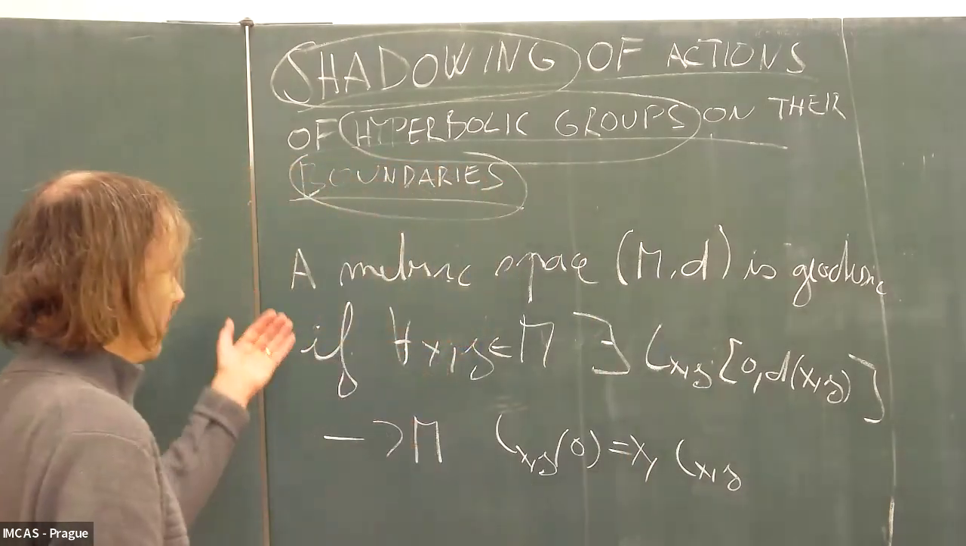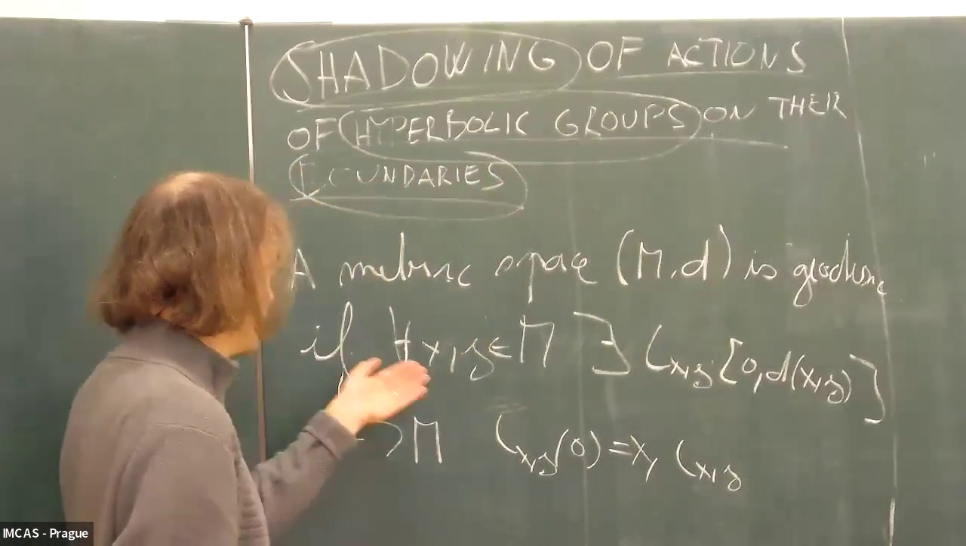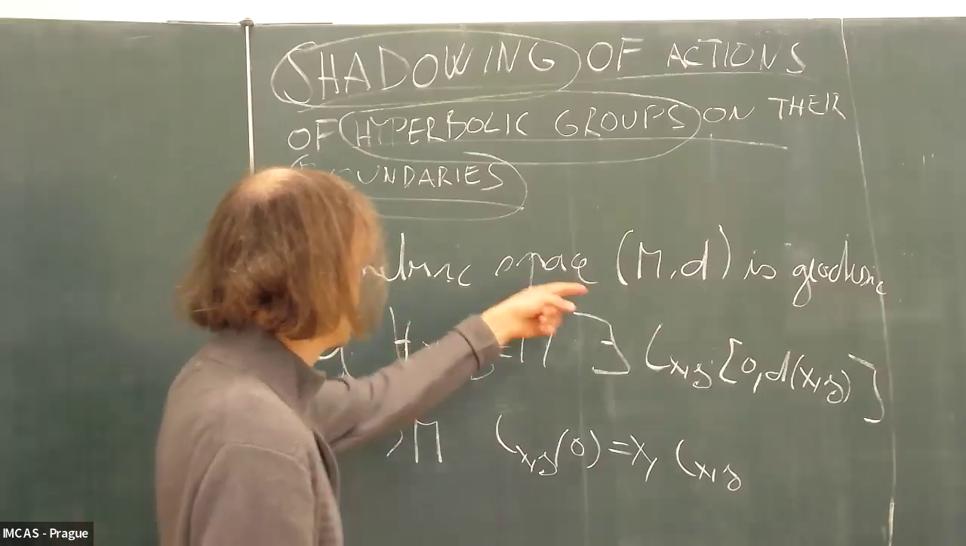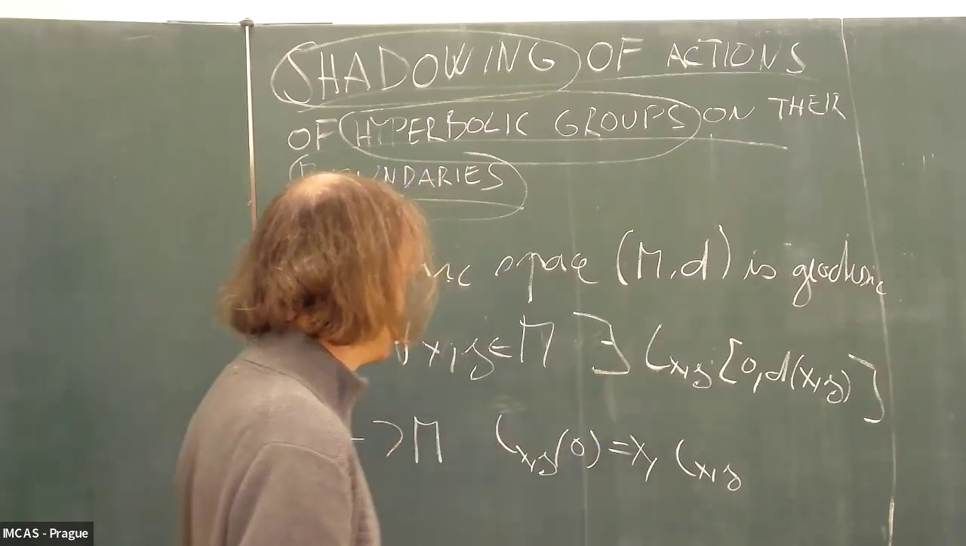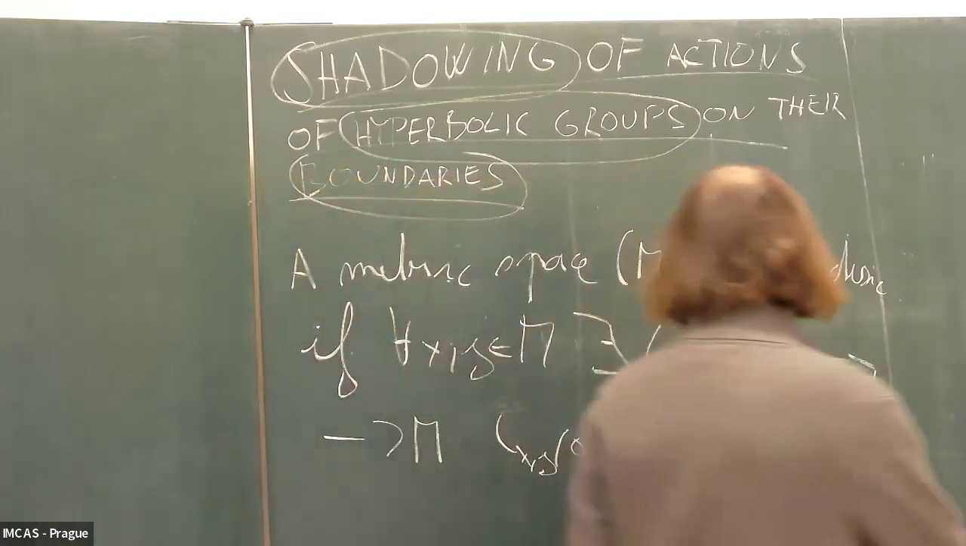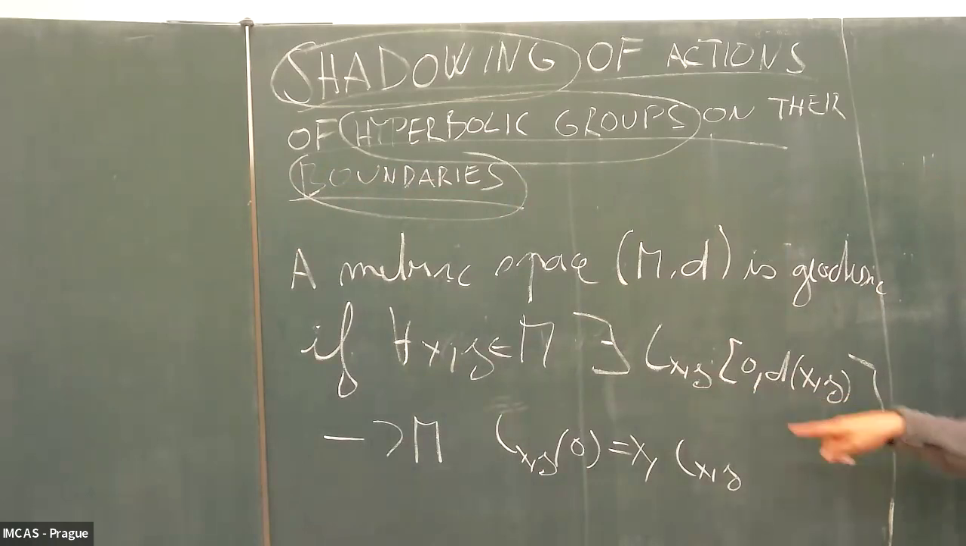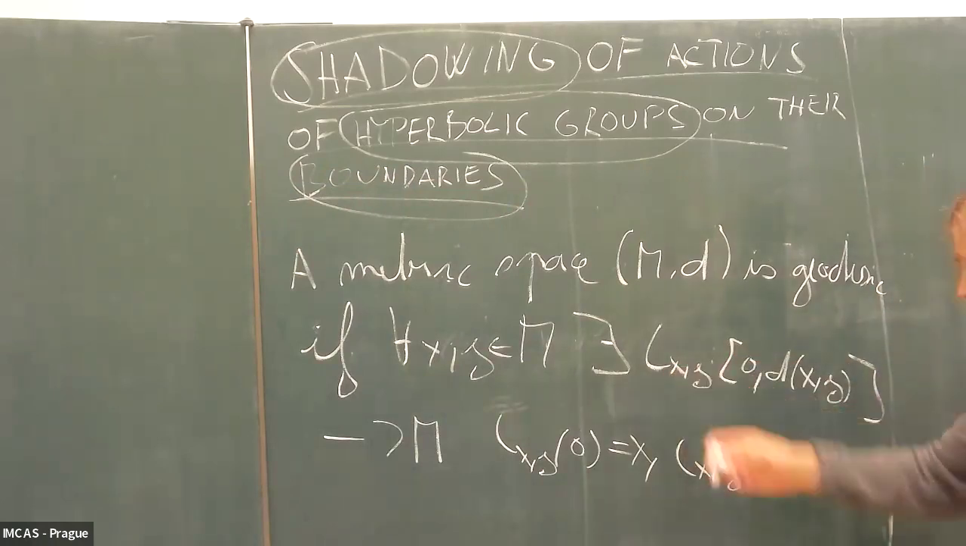So I just started by defining the most basic notion of a geodesic metric space. A metric space is geodesic if between every two points there is a geodesic, meaning an isometric embedding of the interval, of the length between these two points, onto these points.